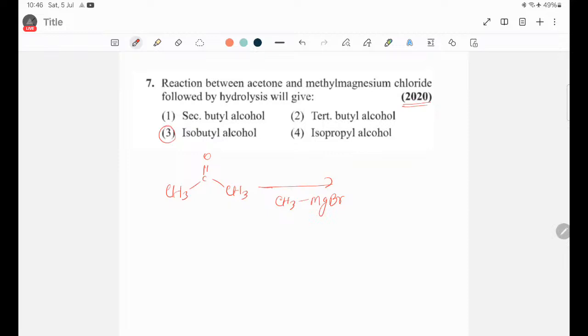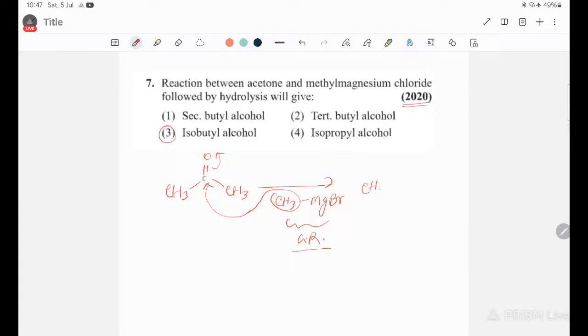So in this methyl magnesium bromide, the Grignard reagent, the group which is attached to the MgBr will react as the nucleophile. So what will be the nucleophile in this case? The CH3 group will act as the nucleophile. So it will attack this carbon, and this carbon-oxygen bond will be broken.